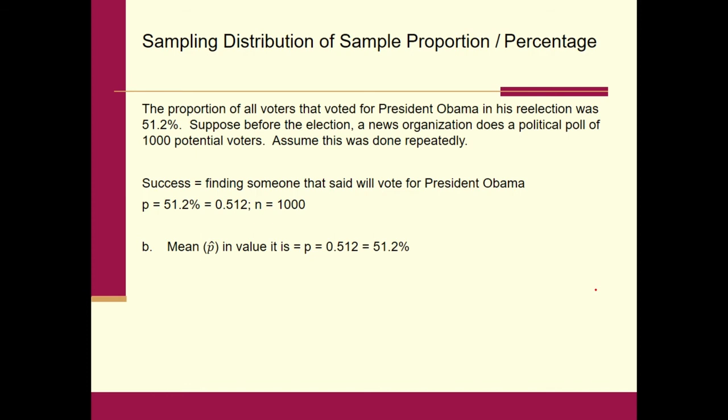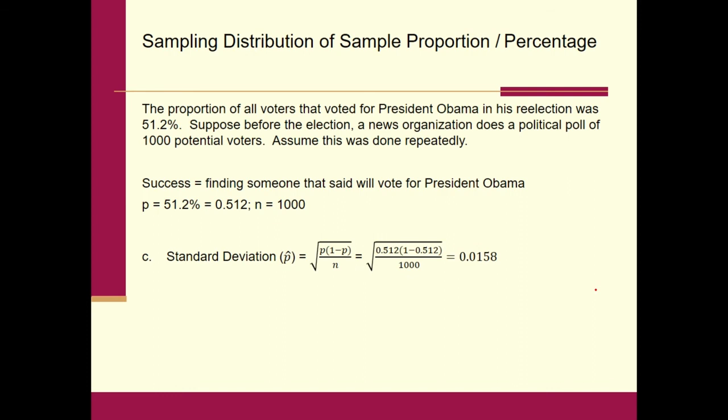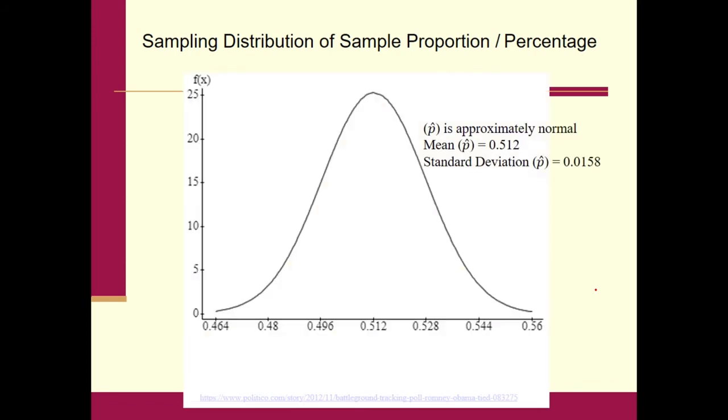Simple as that. C, what is the standard deviation of the sampling distribution of p hat? We go and calculate it. It turns out to be 0.0158. Hopefully I calculated that right. So now we've got the three components here, right? To make things a little simpler, I rounded the standard deviation to 0.016 so we don't have to get too crazy with the decimals.